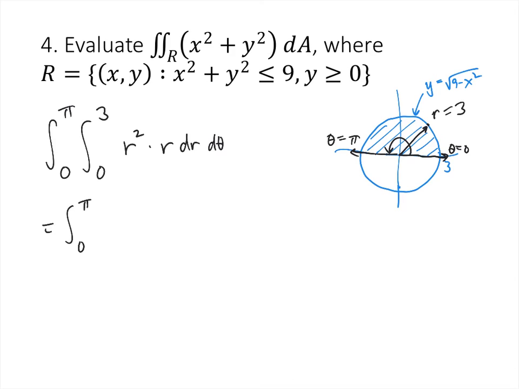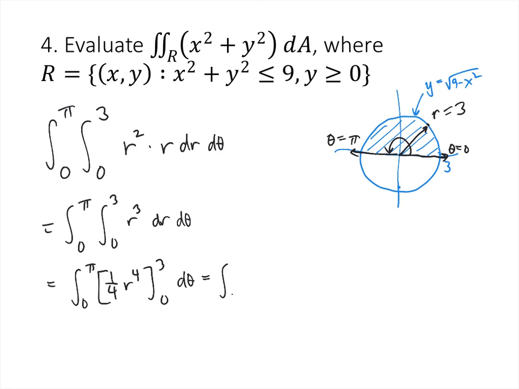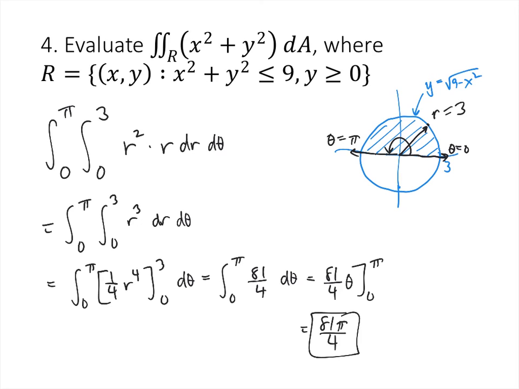So r squared times r, that's r cubed. The antiderivative of r cubed is 1/4 r to the 4th, evaluated from 0 to 3. That gives us 81 over 4. With respect to theta, integrate that, we get 81 over 4 theta, evaluated from 0 to pi, which just gives us 81 pi over 4. And I guarantee you that is way faster than that would have gone if we had tried to do it in rectangular coordinates.